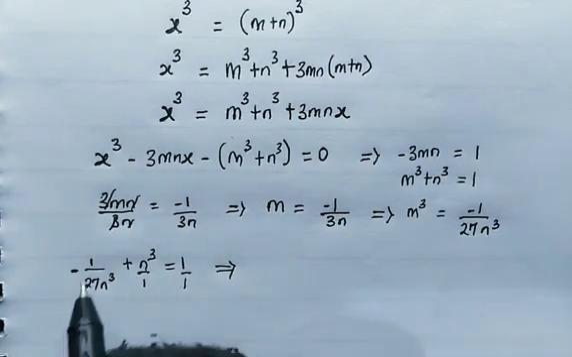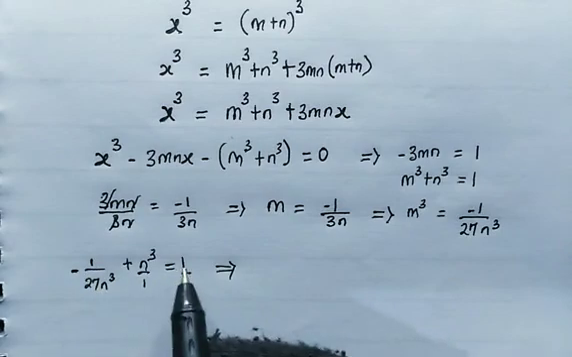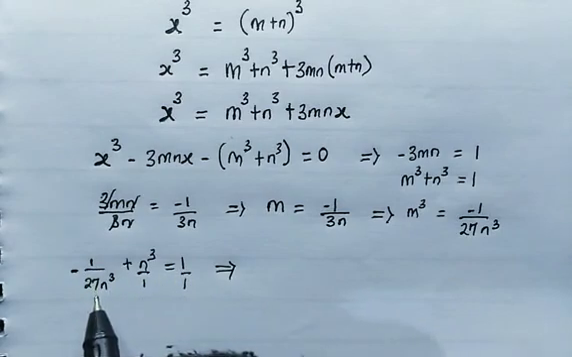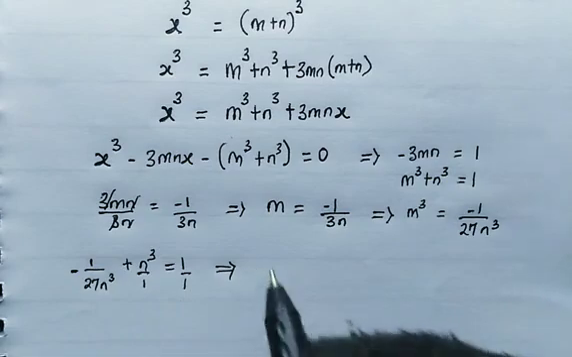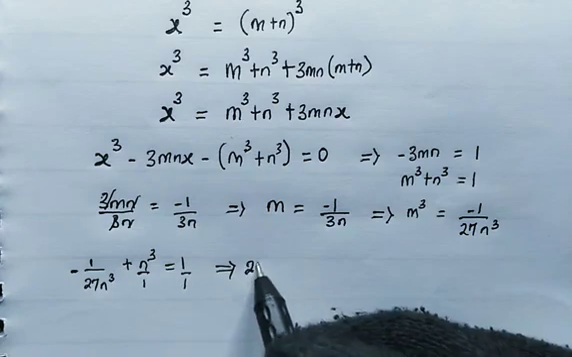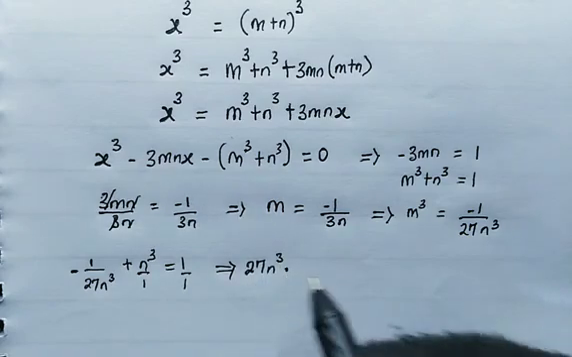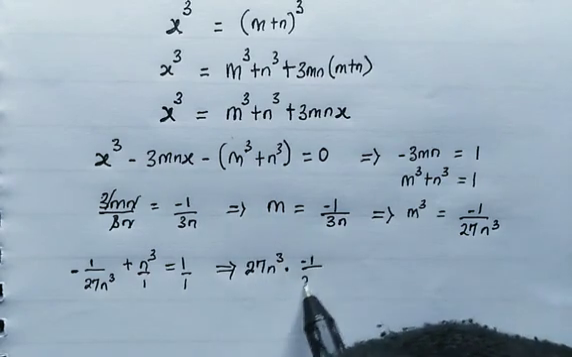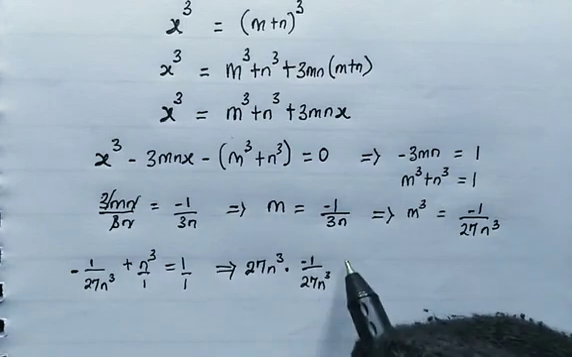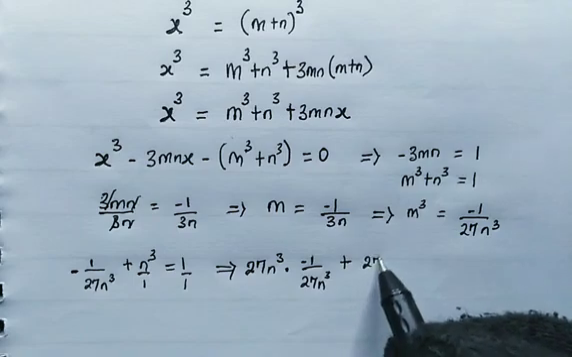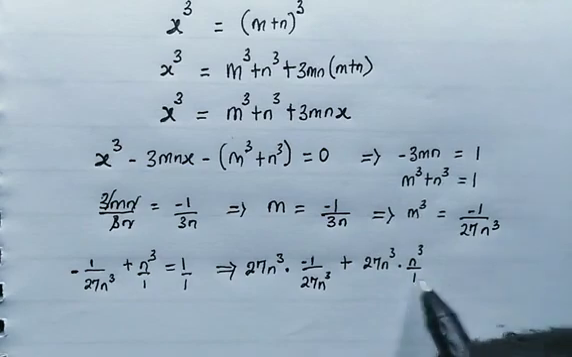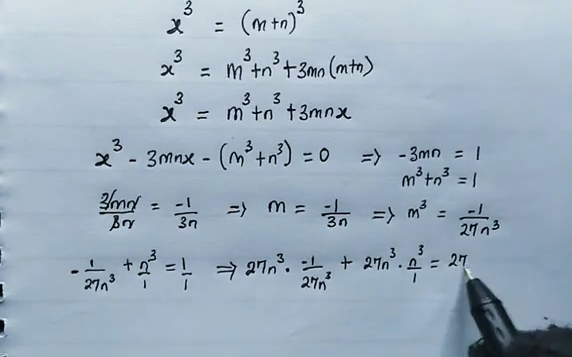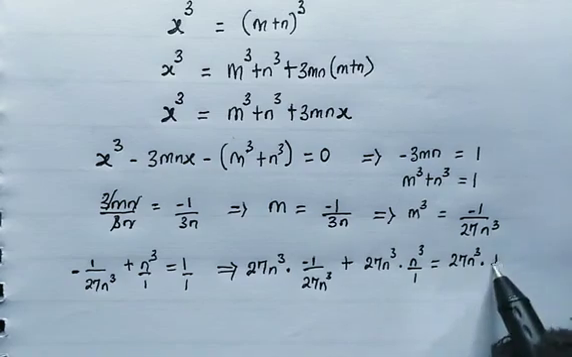Put this over 1 and put this over 1. Now from here, we're going to multiply each term from both sides by the LCM of 27n cubed, 1 and 1, and that will be 27n cubed. So here 27n cubed multiplied by negative 1 all over 27n cubed plus 27n cubed multiplied by n cubed over 1. This will be equal to 27n cubed multiplied by 1 over 1.